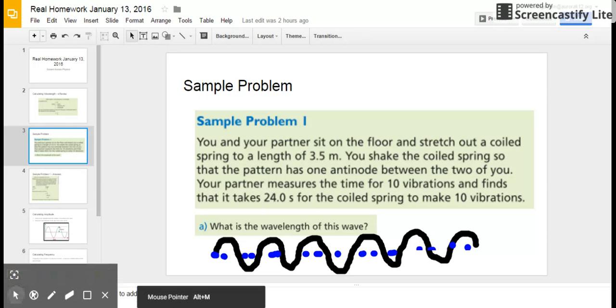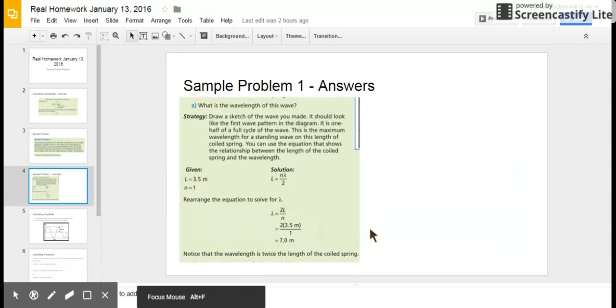So the strategy to figure out this answer is we're going to draw a sketch of the wave that we made, and we're going to use this new formula that we're discussing, which is length equals the number of nodes times wavelength divided by 2. If I rearrange the equation to solve for wavelength, I know wavelength is 2 times the length of the string, which is 3.5 meters, divided by the number of nodes, which is 1. So the total is 7 meters.